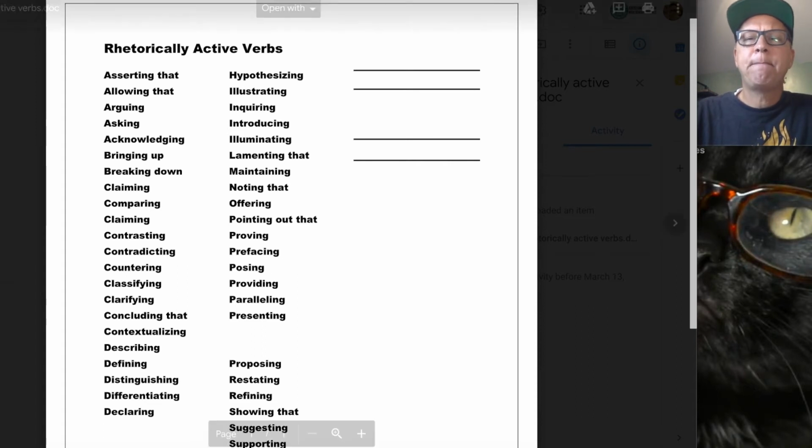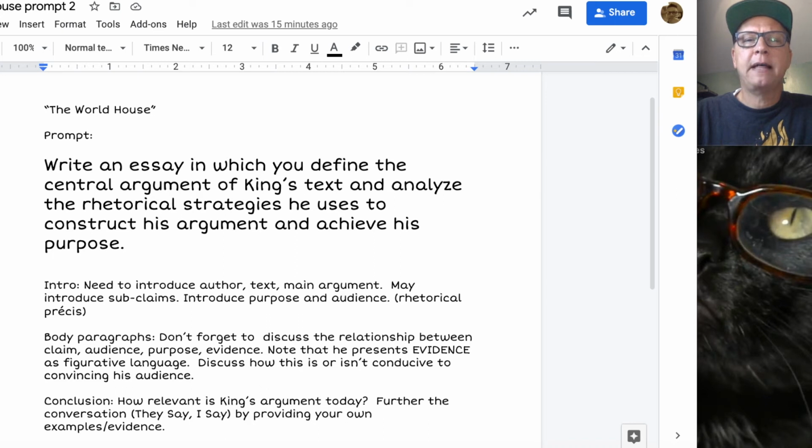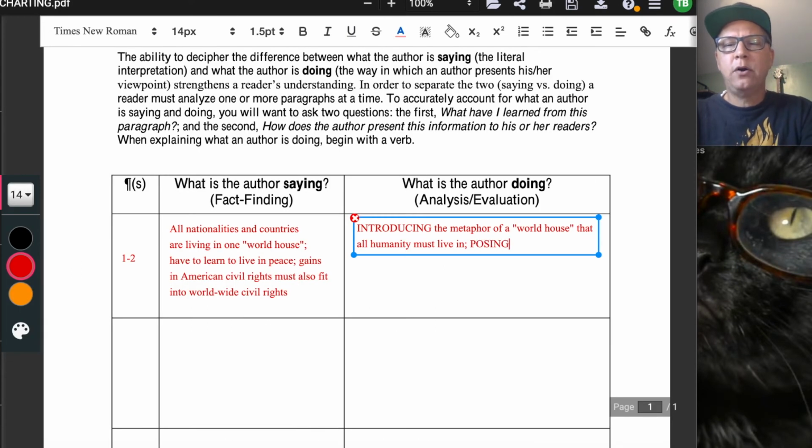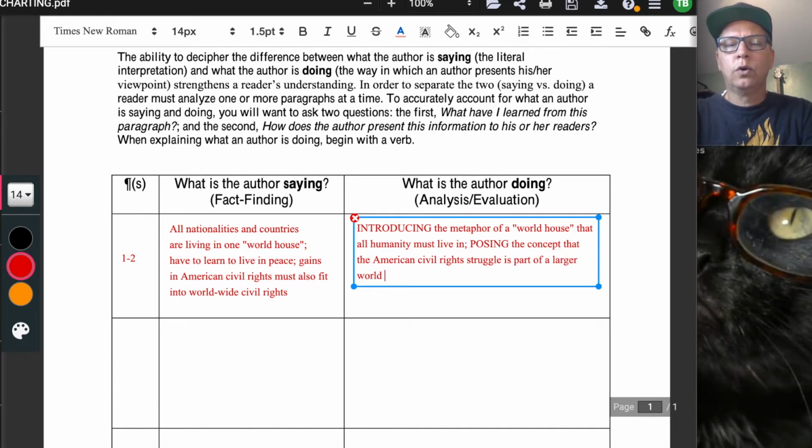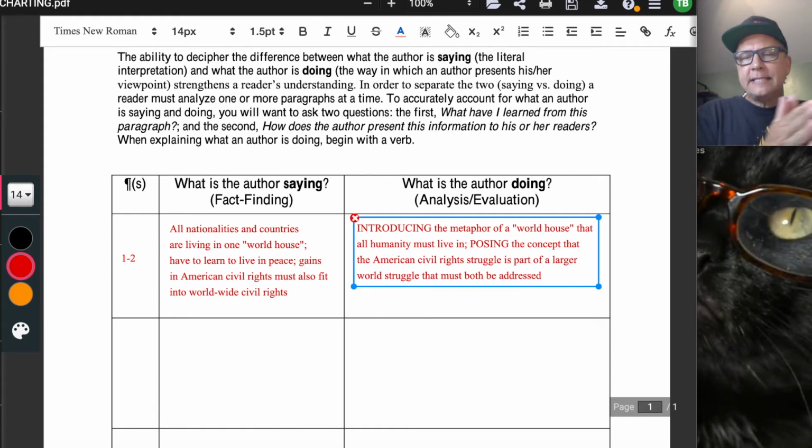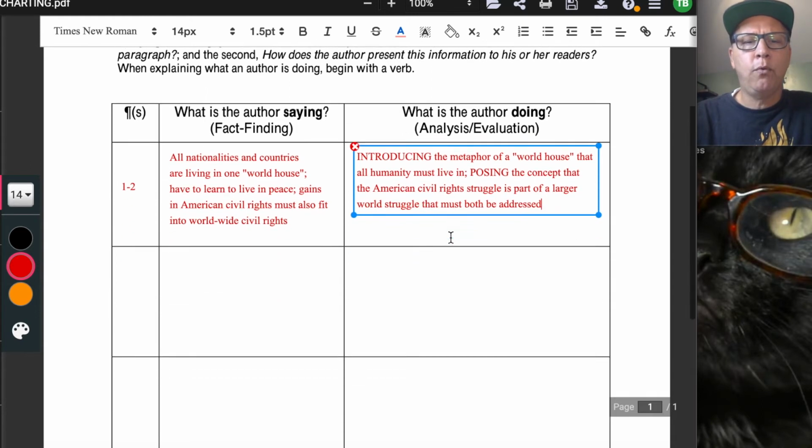Why don't we just say posing? We'll just start off with that. That might as well work, okay? So he's posing the concept that the American civil rights struggle is part of a larger world struggle that must both be addressed. Okay? So hopefully you can see the difference between the saying, which is just the summary, and then the doing, which is more evaluative. All right? So let's kind of look at one more.